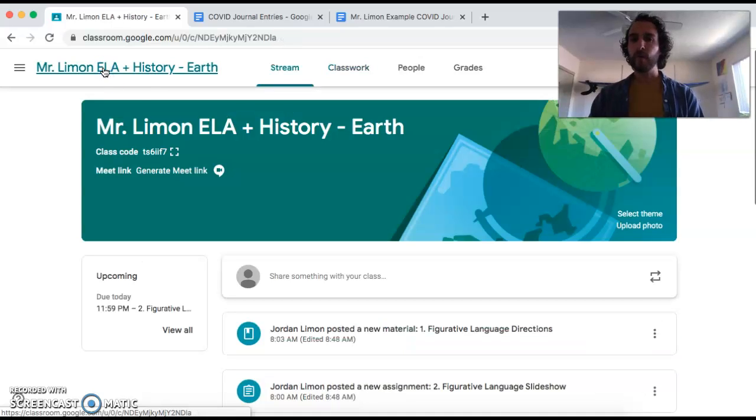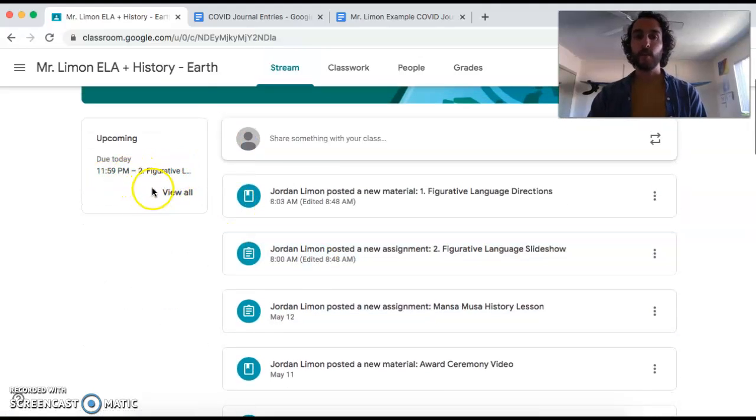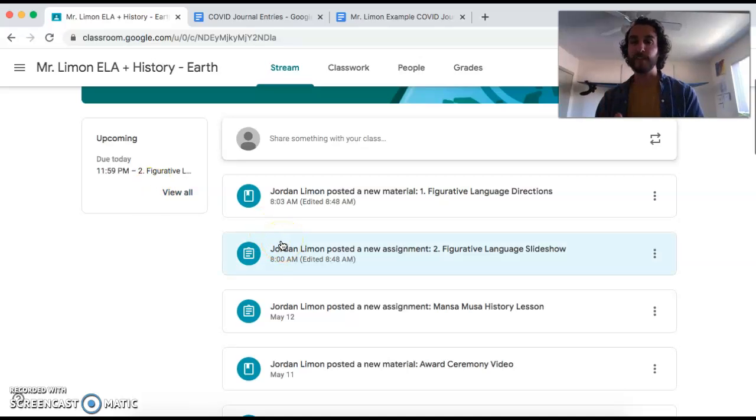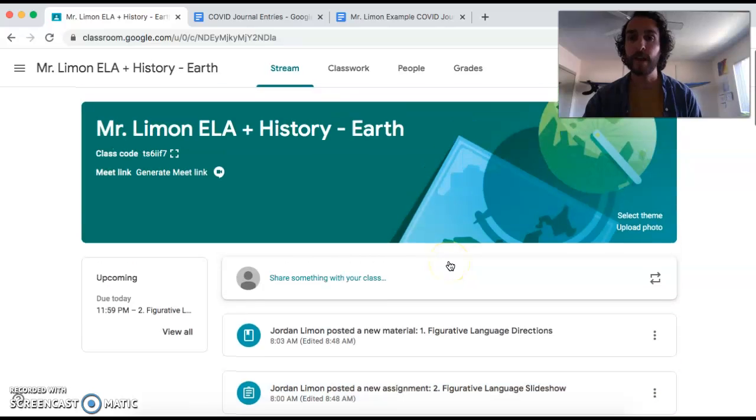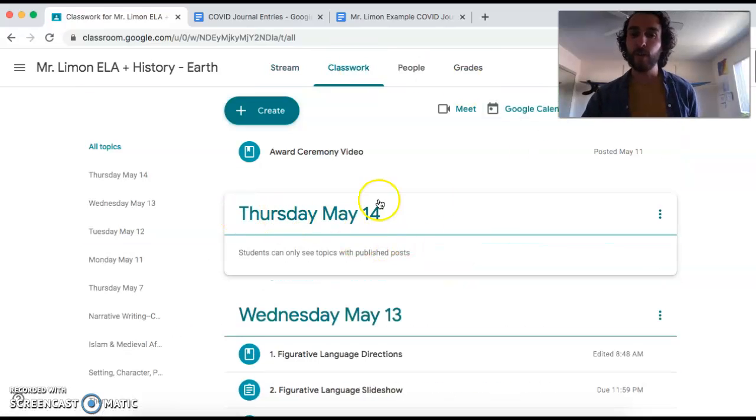When you go to Google Classroom, it usually takes you here, which is called the stream. That's where you can see all of the assignments. You can see what's due today, but this is confusing based on how I'm assigning assignments now. So I need every one of you to go to classwork every single day, and in classwork you will find your day under a topic. So right now it says Thursday, May 14th.